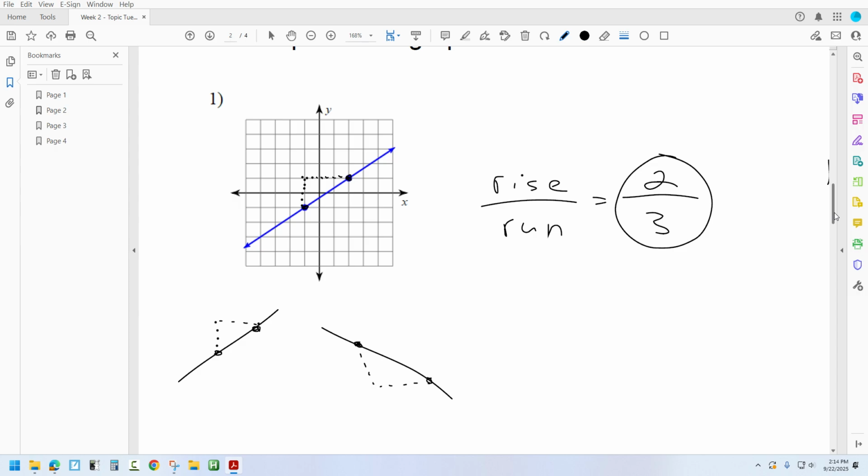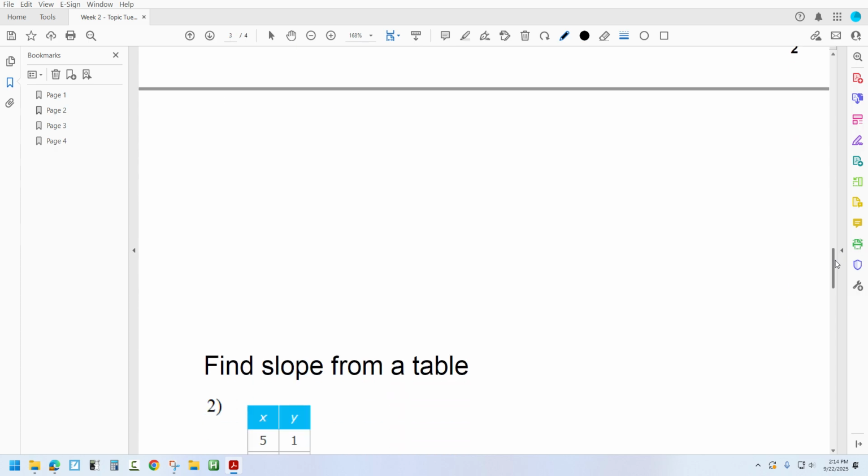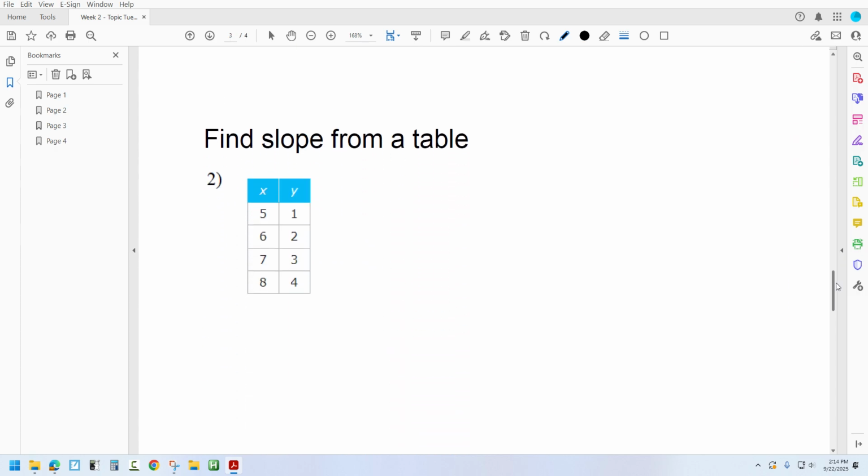All right, let's try another slope, but this time it's a table. Can someone remind me, what's the formula to find the slope? And this is the formula, not the rise over run. This is the other one. Yep. Y2 minus Y1, X2 minus X1. Yep.